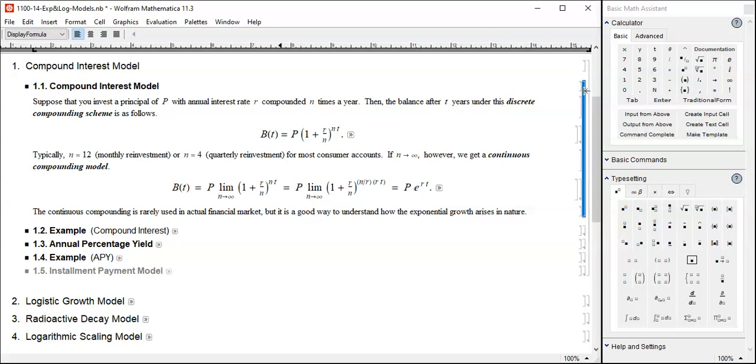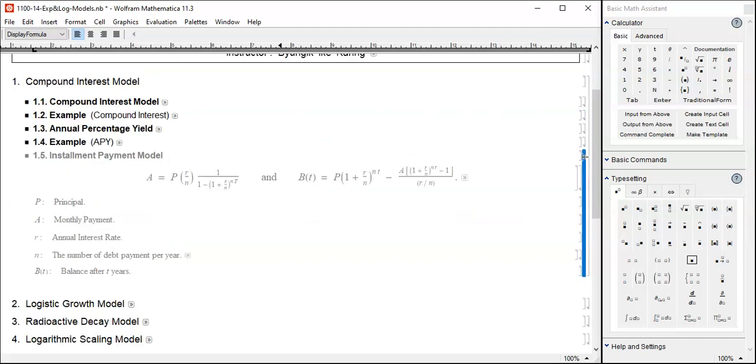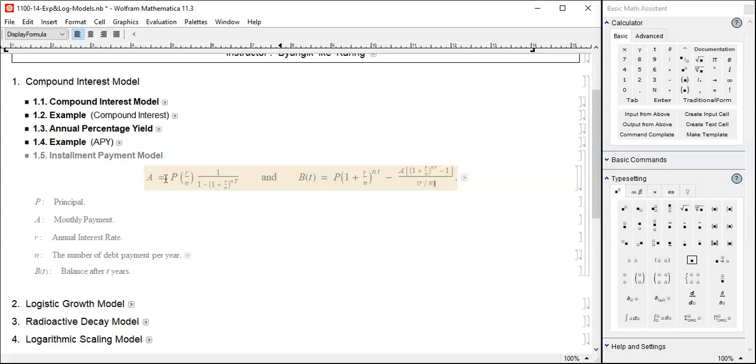So you gotta know how the payment applies, and it's a little bit more complicated. The formula is far more complicated. So A is the monthly payment, and P is the principal, and A is given by this formula where capital T is the total time period. For example, if you have a 30-year mortgage, then capital T is 30. If you bought a house with a 15-year mortgage, then capital T is 15. And most of those installment payments are done monthly, so n is 12 all the time.